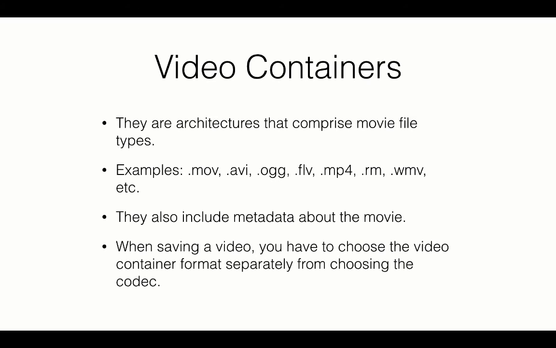So when saving a video, you have to choose the video container format separately from choosing the codec. And some video containers will only work with certain codecs and so on. Some of the metadata that you might be able to store in an actual movie file would be things like chapter markers, that maybe other file types won't support. But anyway, that is going to wrap up this conversation about video and animation.